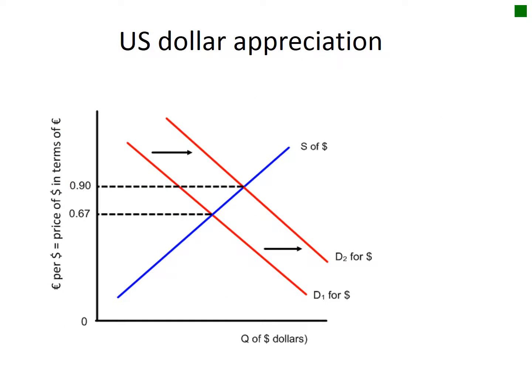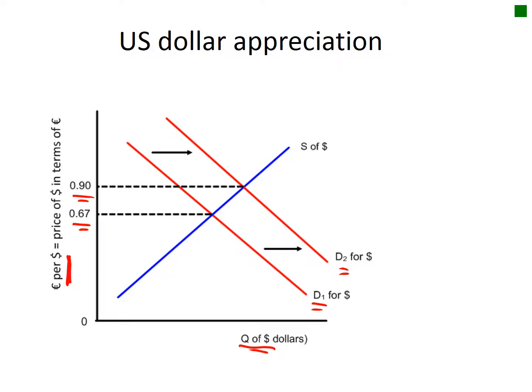So US dollar appreciation. If we had an increase in demand, so we're going from D1 to D2, we can see that the euro per dollar, we're tracking dollars, has increased from 0.67 to 0.9. And we will talk about why this axis has been labeled this in a few slides. Well, actually, I'll mention it now. If the dollar was to be worth more, would you expect to be able to have more euros for that? And the answer is yes.